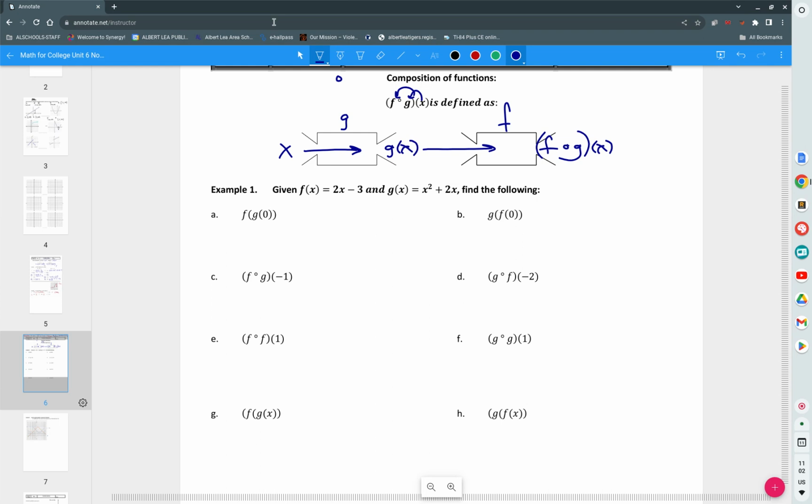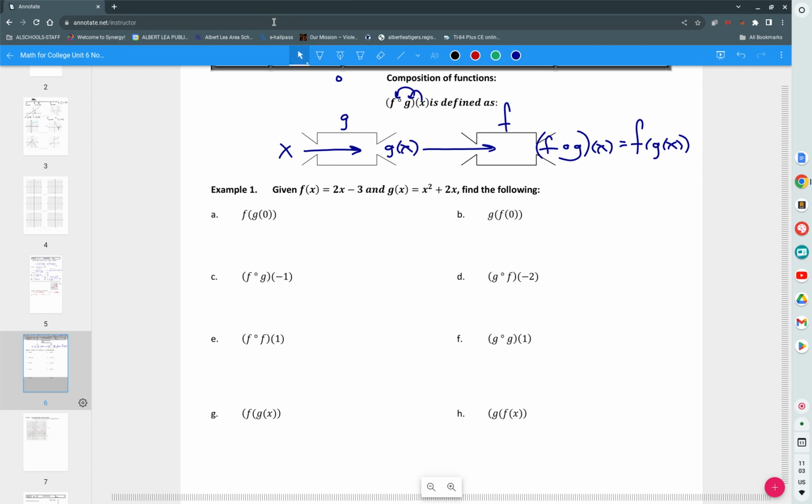Now, yep, a lot of people say fog. You can write it slightly differently, and that might make more sense to you. f of g of x. Those two are synonymous. They mean exactly the same thing. Once you see one, you're good with the other. We're okay with that? All right.